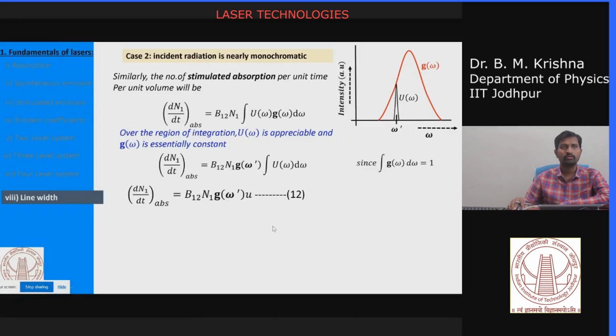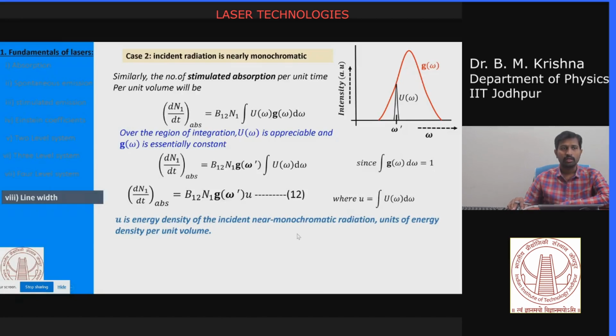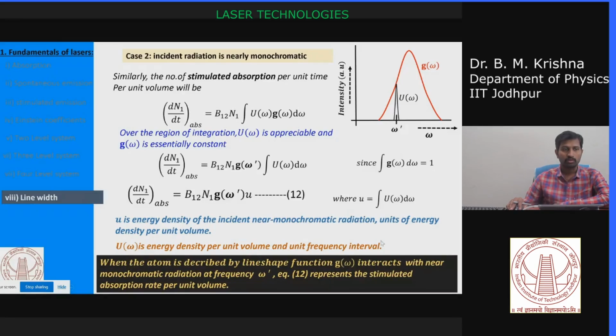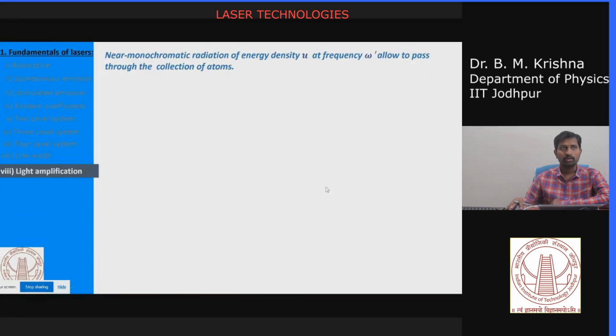So now your rate of change of stimulated absorption equals B12 N1 G of omega prime U. Where U is your energy density per unit volume and U of omega is energy density per unit volume and unit frequency interval. So now this equation will tell you when the atom described by line shape function G of omega interacts with nearly monochromatic radiation at frequency omega prime, this equation becomes the stimulated absorption rate per unit volume. So now we move on to, let's see, now we interact with the medium.